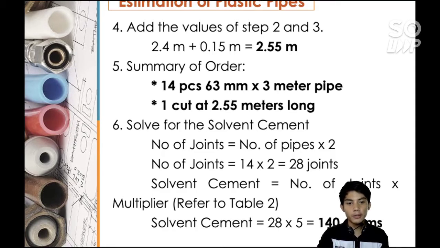Then solve for the solvent cement. The number of joints equals the number of pipes multiplied by 2, since there are two tips of the pipe. Then 14 times 2 equals 28 joints. Solvent cement equals number of joints multiplied by the multiplier, so we refer to table 2 for the multiplier. What we have here is 5. So 28 times 5 equals 140 grams of solvent cement.